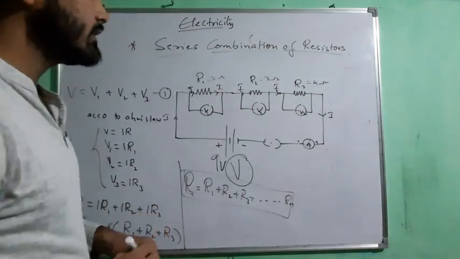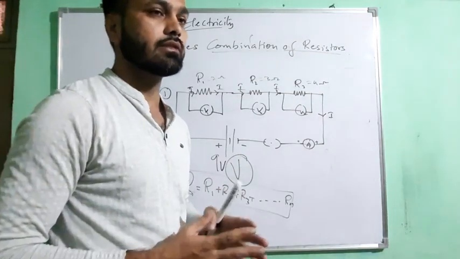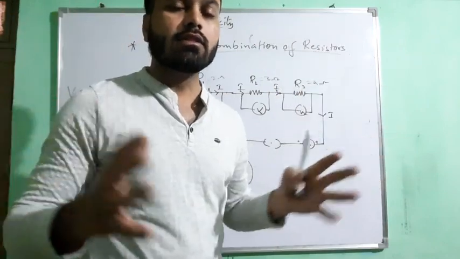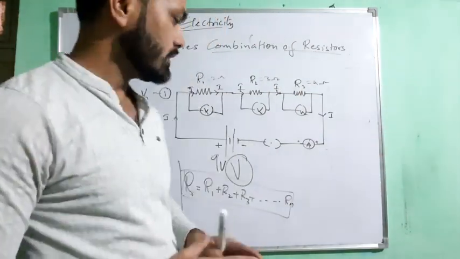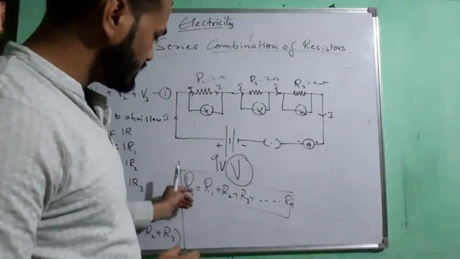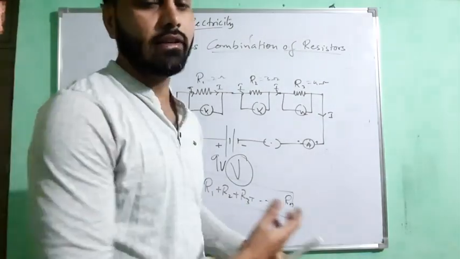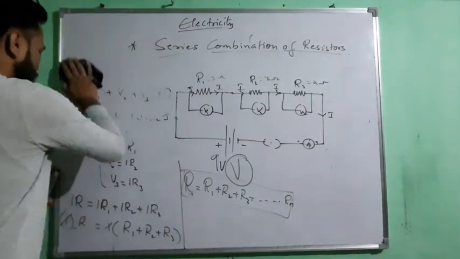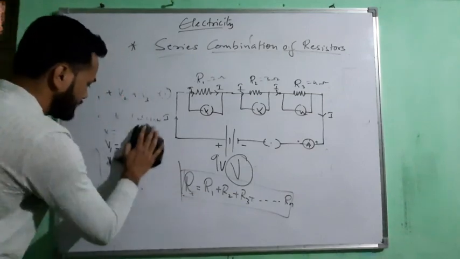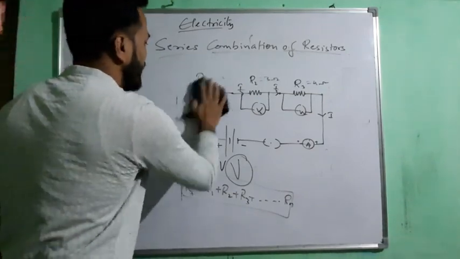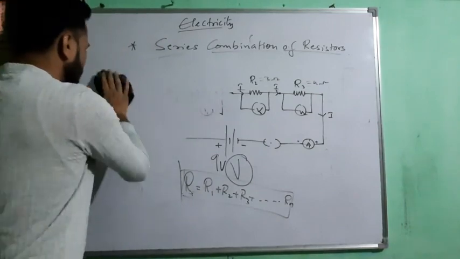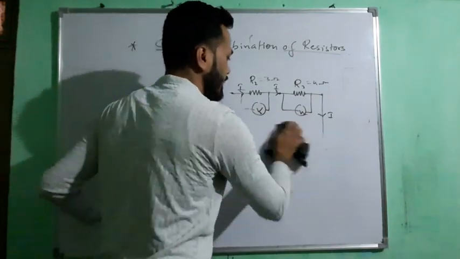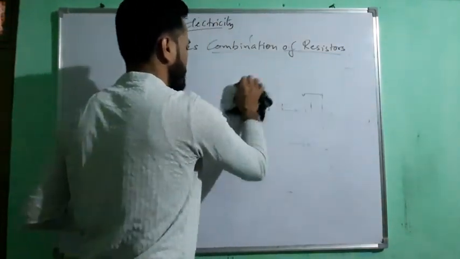So remember, children, whenever bulbs, any devices or resistors are in series, the total resistance of the circuit can be found by using this formula: resistance in series is equal to the sum of each. Mathematically it will help you in finding the resistance of the circuit. Now after knowing the series combination of resistors, we'll get into the other one, that is the parallel combination of resistors.